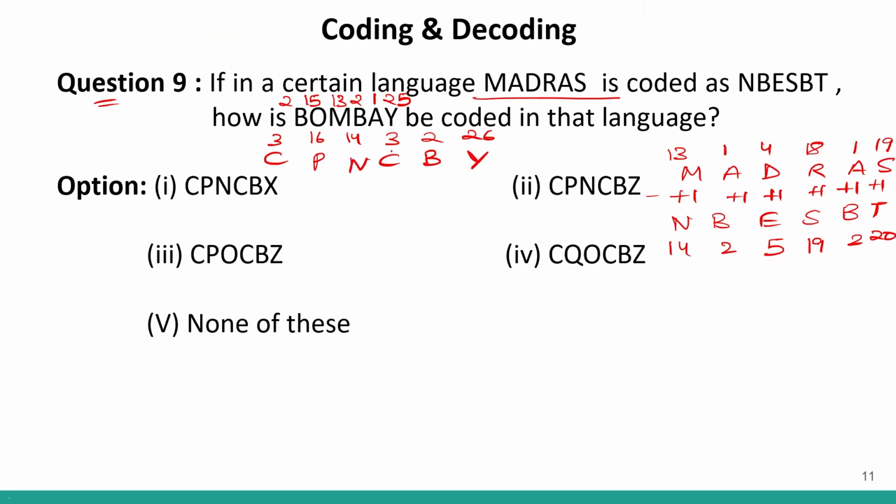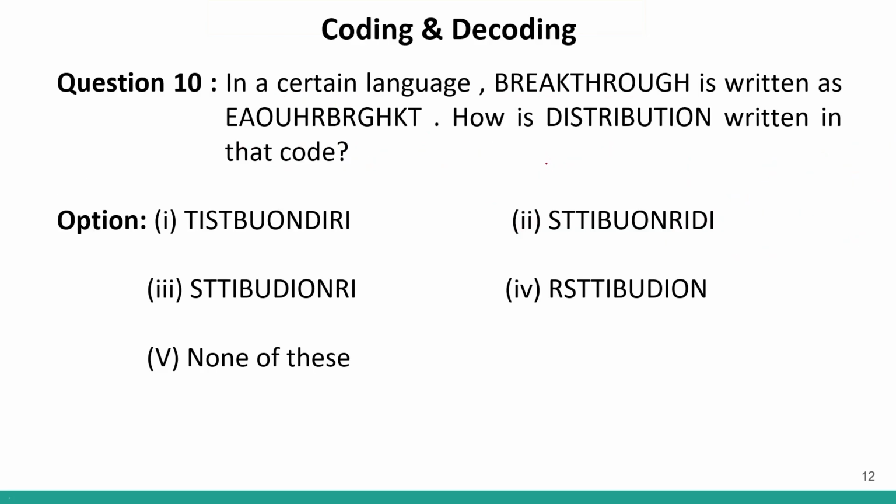So the code will be CPNCBZ. And this is given in option number 2. So option number 2 will be the correct answer. Okay? Option number 2 is the correct answer to this question.